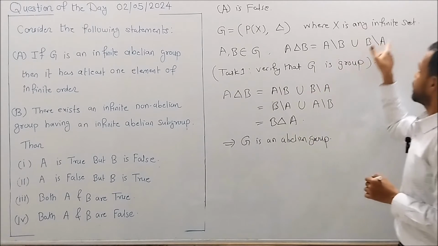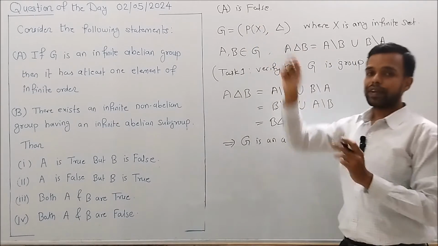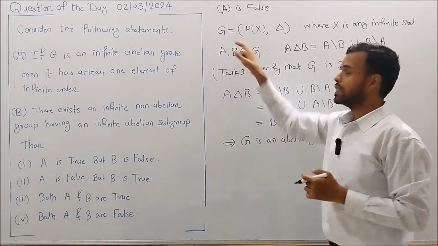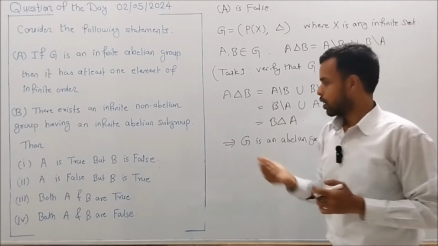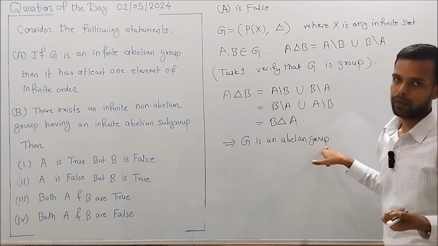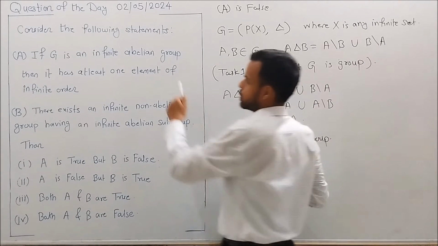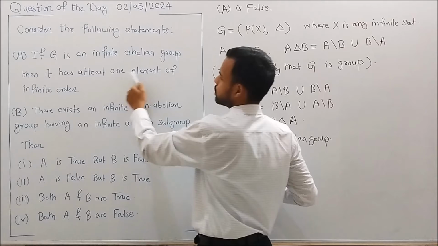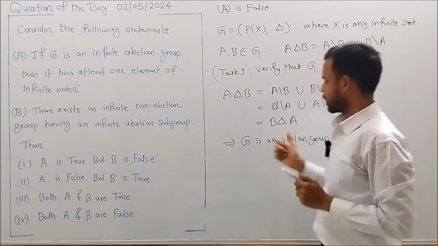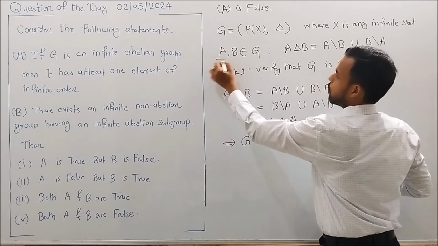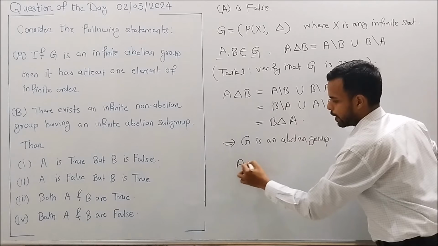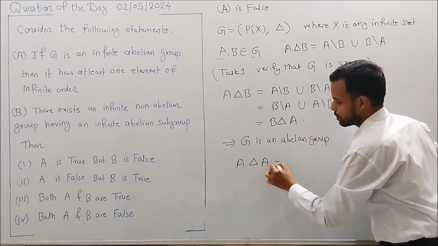And as X is an infinite set, the power set of X contains an infinite number of elements, hence consequently G is an infinite group. So G is an example of an infinite abelian group. Now we need to check whether it has at least one element of infinite order or not. For any arbitrary element A belonging to G, consider A symmetric difference A.